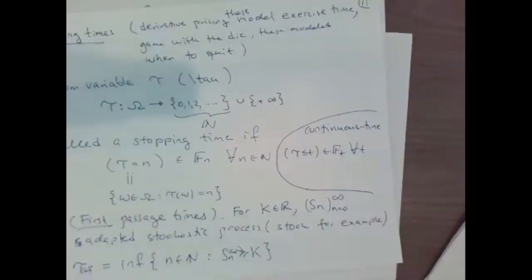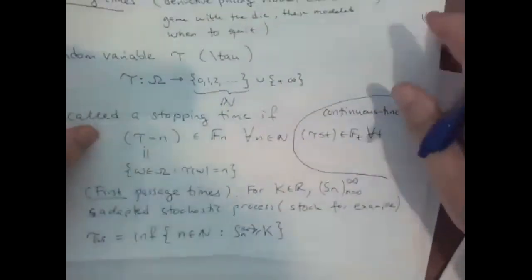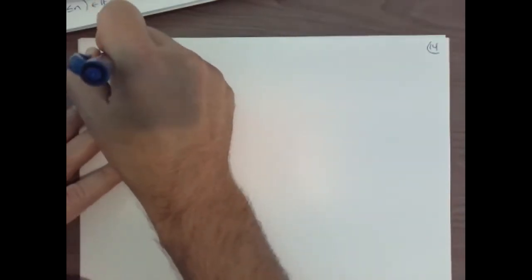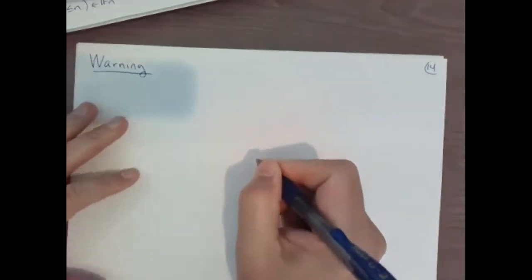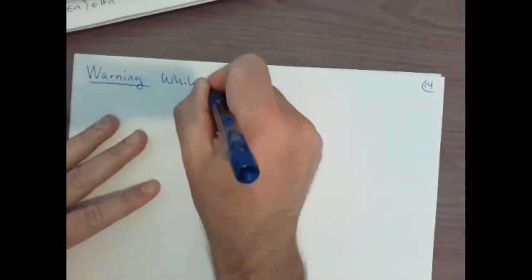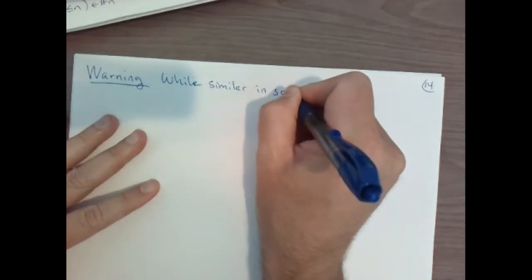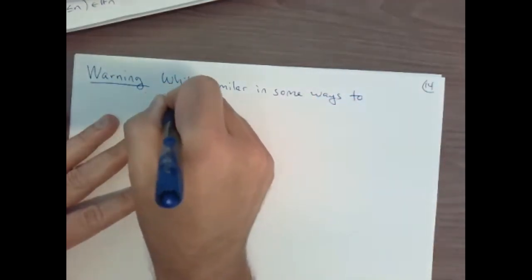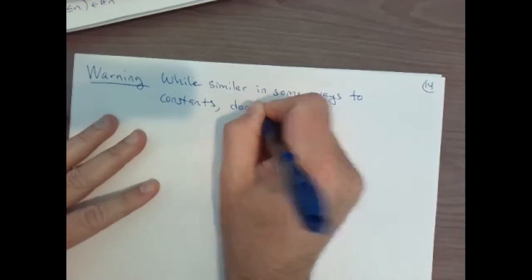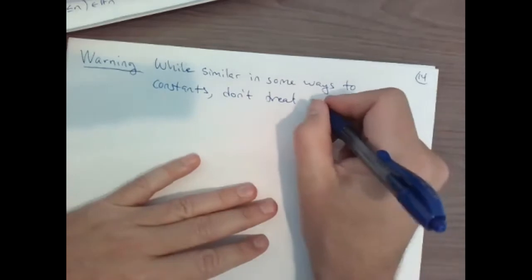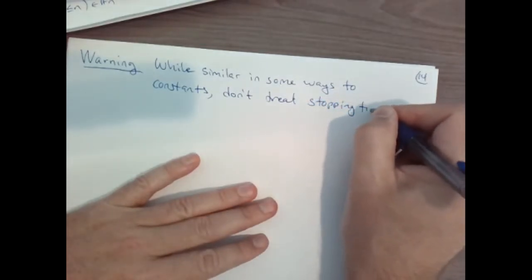So what are these stopping times good for? Let's try to do some work with them. Well, I had a warning sheet somewhere. This is one of the pitfalls I've seen students fall into. So this is a warning: while similar in some ways to constants, don't treat stopping times as constants.